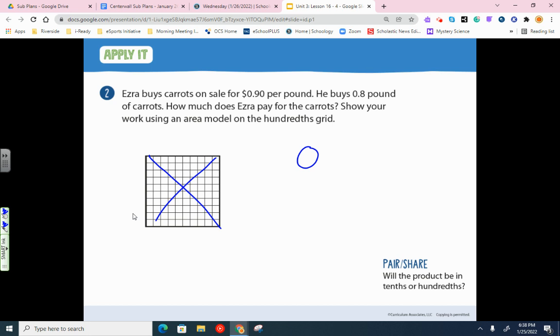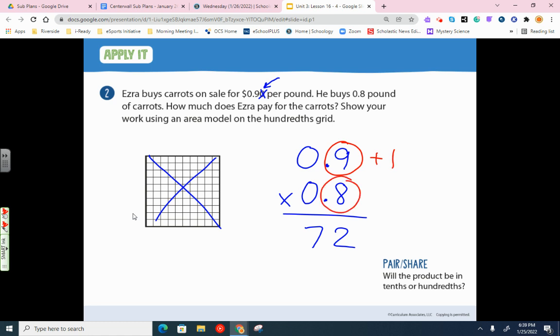So let's put 0.9. Now I could have included that 0, but I'm not going to. It is not really necessary. And let's do the 8. We know 8 times 9 is 72. I know I've got 1. And that gives me a total of 2. 1, 2. And it's 0.72, or in money wise, since we're talking about money here, that is 72 cents. That's how much Ezra will pay for the carrots.